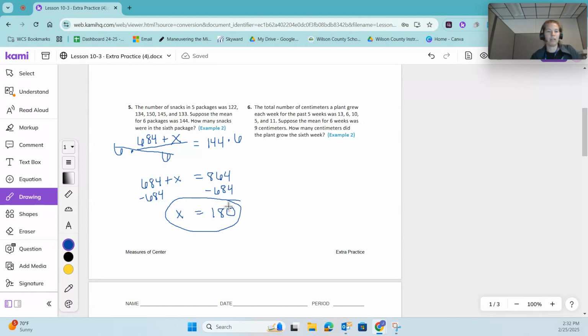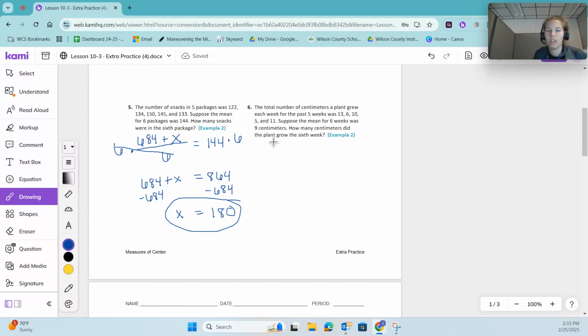Now I can double check my work and do 180 plus 122 plus 134 plus 150 plus 145 plus 133, and then divide by 6, and I should get 144 as my answer. I know there's quite a few steps in this one, so let's do one more like this together.